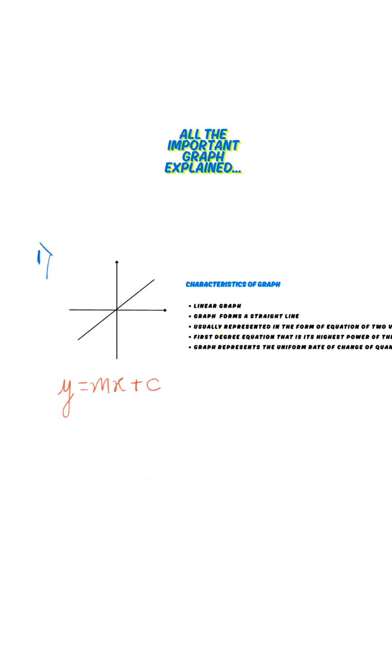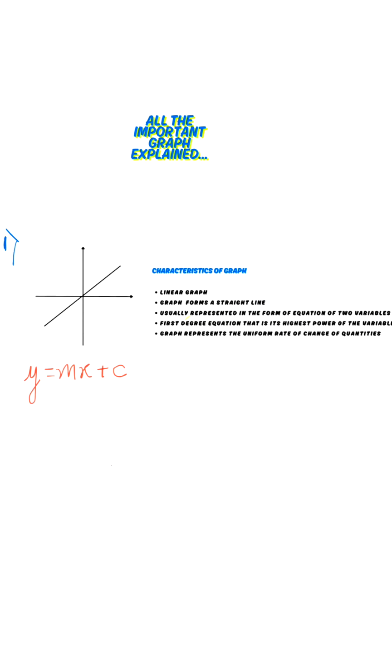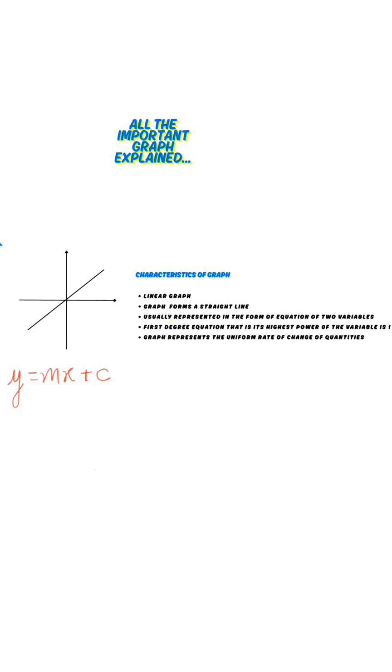First, let us go towards a simple graph, that is a linear graph. The characteristic of the graph is that it forms a straight line which passes through the origin. Usually it is represented in the form of an equation of two variables, that is y is equal to mx plus c, where y and x are the variables, m is called the slope of the graph and c is a constant. It is a first degree equation, that is, the highest power of the variable is 1, and in this linear graph, whatever the variables are, their highest degree, which is nothing but the power, will always be equal to 1.